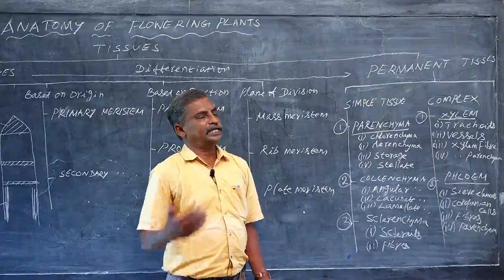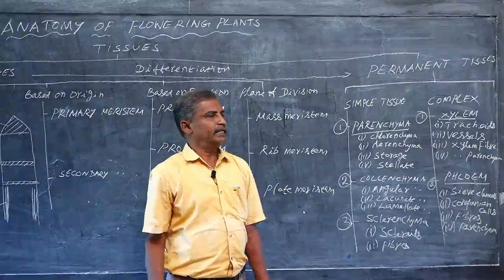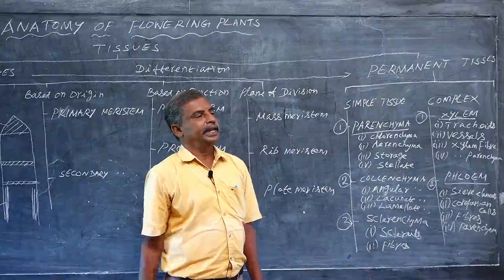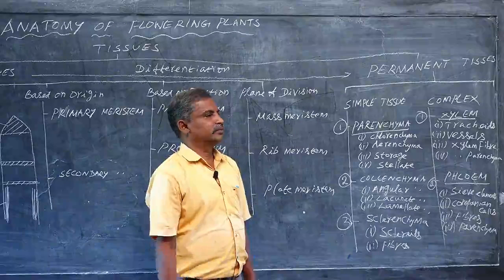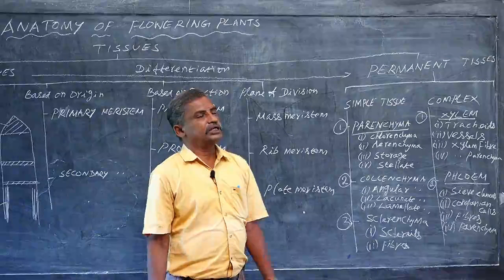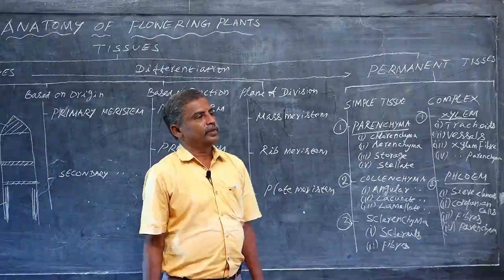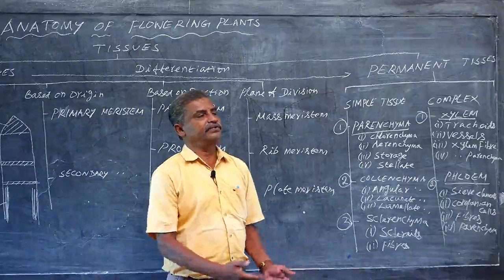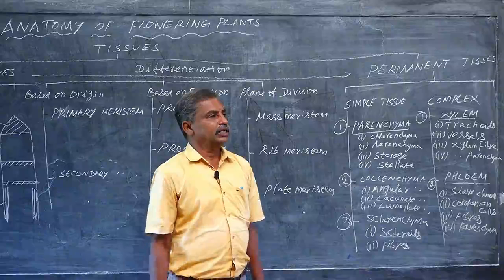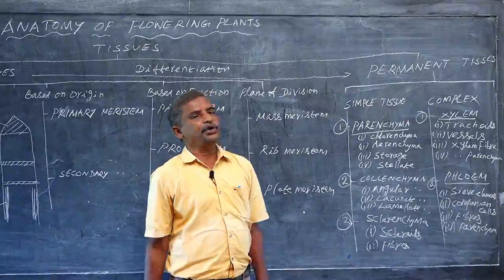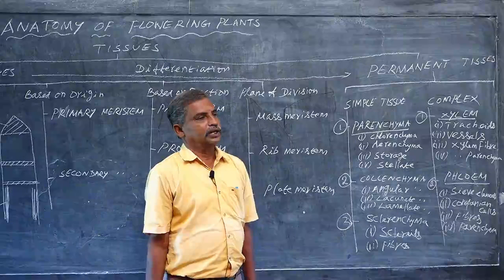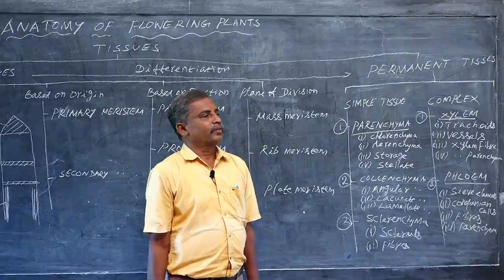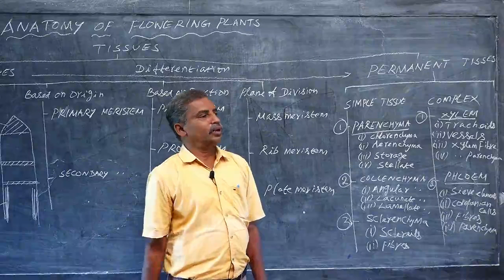The vessels are arranged one above the other, like PVC pipes. Through the pores in the end plates, water is conducted. The xylem walls are also lignified. Because of the lignification, the water molecules have affinity with the cell wall. The lignin is hydrophilic in nature. Hydrophilic means it loves water, so it attracts water molecules.